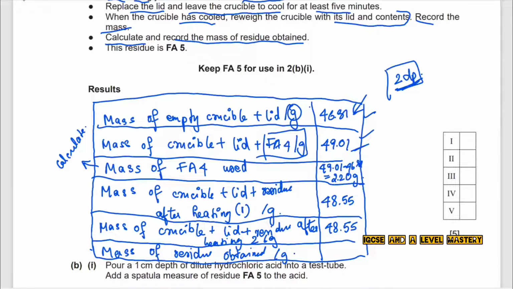For some people it may vary. If yours varies, make sure that the difference between the first and the second does not exceed 0.04. Okay, because if that varies, then marks will be deducted. So your weight should be almost constant between the first and the second heating.